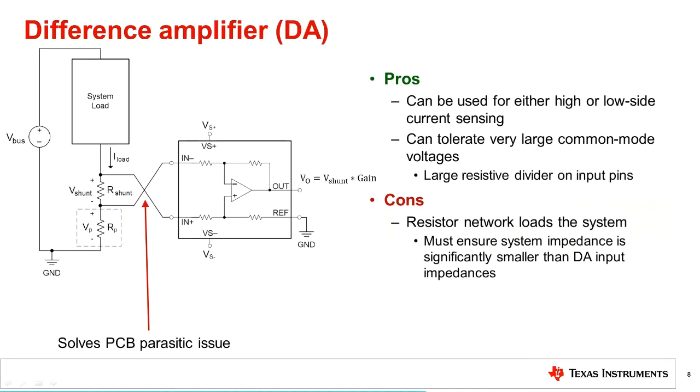Difference amplifiers are designed to convert small differential signals to large single-ended signals. The typical voltage drop across our shunts is small, so as not to add to the overall system load. Therefore, the difference amplifier architecture is well suited to most current sensing applications. Because the input voltage is differential, errors due to PCB parasitics are removed. These devices have a resistor divider network at the inputs, which allows large common mode voltages and enables high side or low side measurements. However, the resistor network can also load the system, introducing errors if not handled carefully.